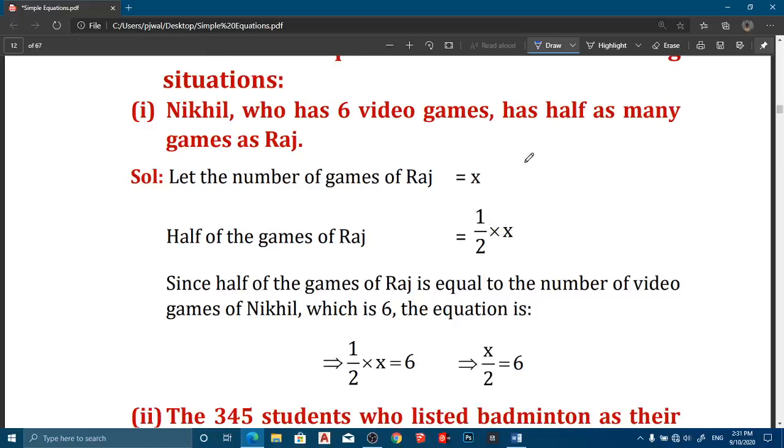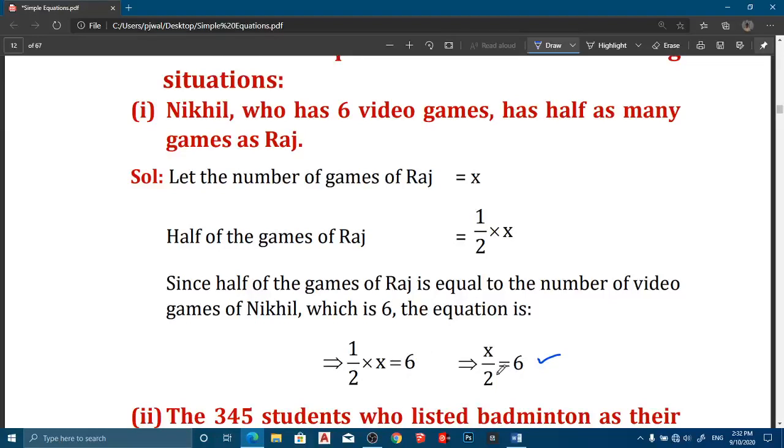This is equivalent to the 6 video games which Nikhil has. So this half of x is equal to 6, because Nikhil, who has 6 video games, has half as many games as Raj. We can write half of x is equal to 6. Now this equation you can also write as x by 2 is equal to 6. So this is the answer for that.